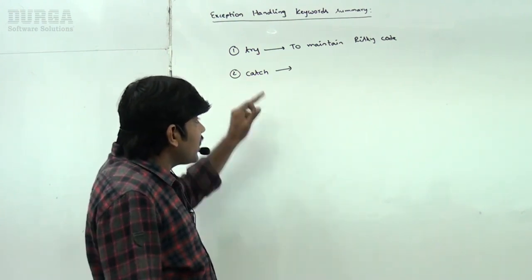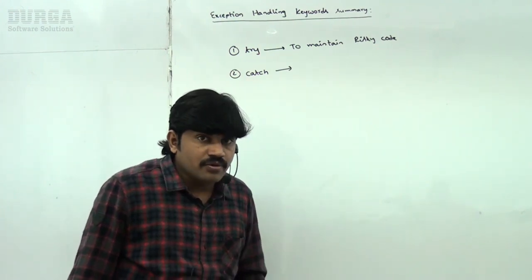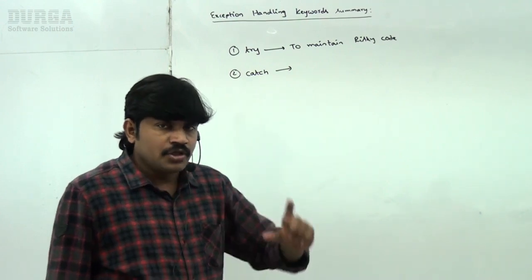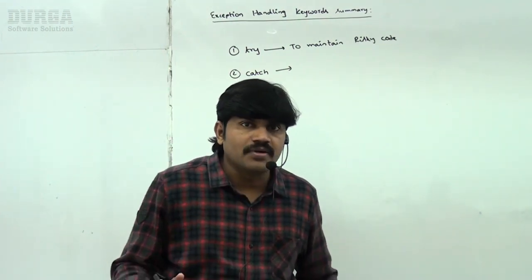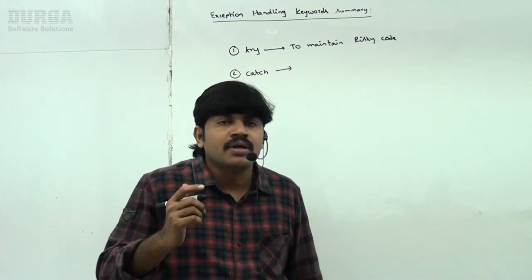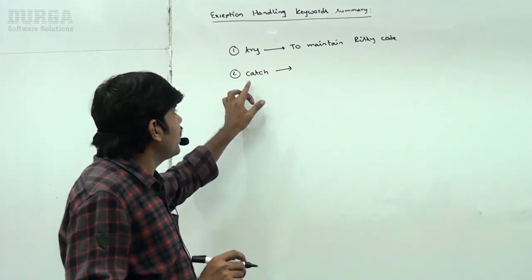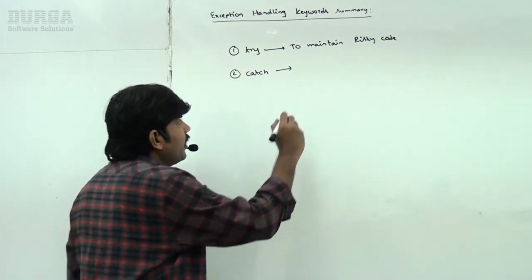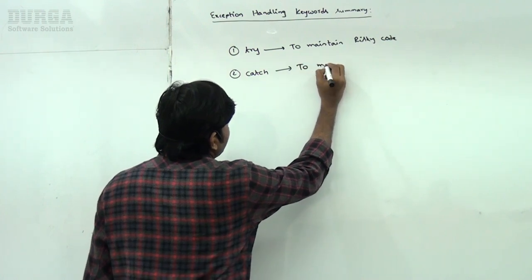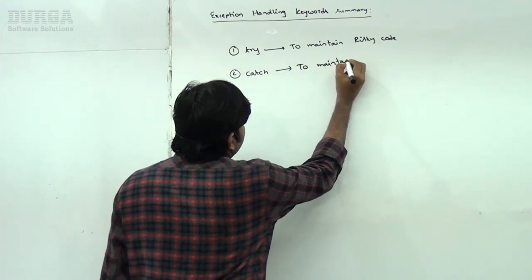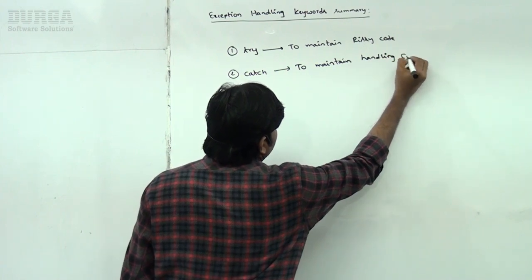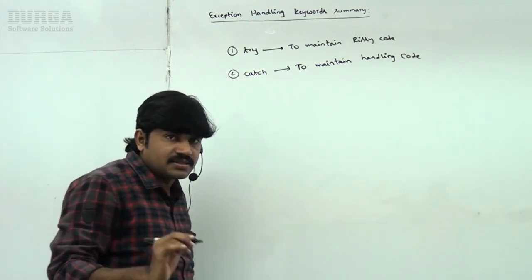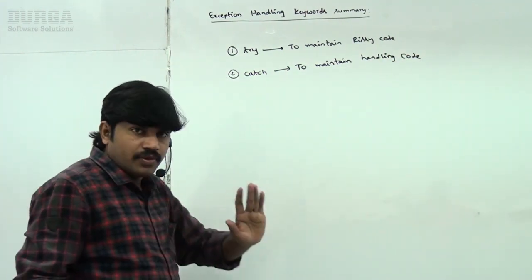Sir, inside the catch block, what code do we have to take? Within the try, if any exception occurs, where is the handling code? Are you getting? That handling code we have to take inside the catch block. That's why, to maintain exception handling code, the catch block will be there, sir.